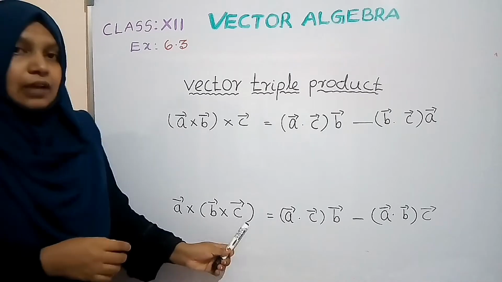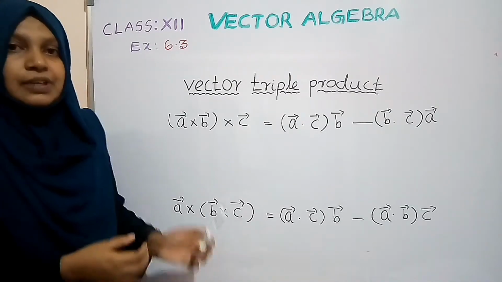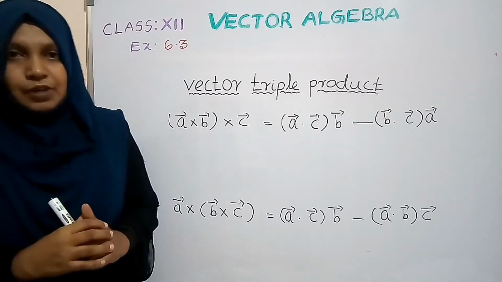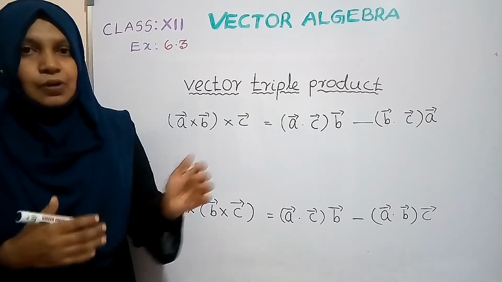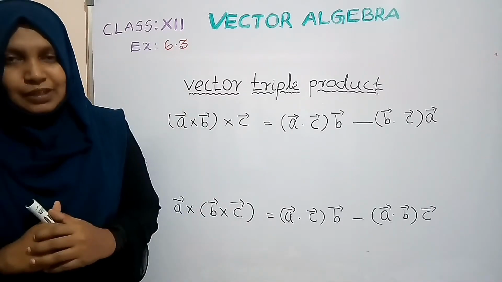Here, first we should calculate B vector cross C vector. That value we have to connect with A vector to find the cross product. So both are different. We already saw in the previous video, these two answers are different.